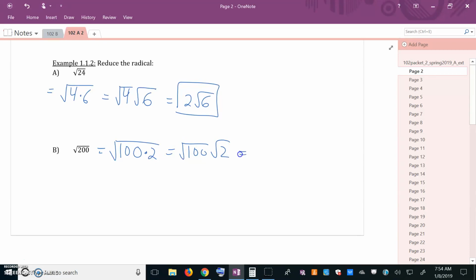The square root of 100 is 10, so let's take that square root. You'll notice I always put the square root of the perfect square first as a clue to myself that that is the number that is going to be simplified. The square root of 2, no perfect squares go into 2, so that is my final answer.